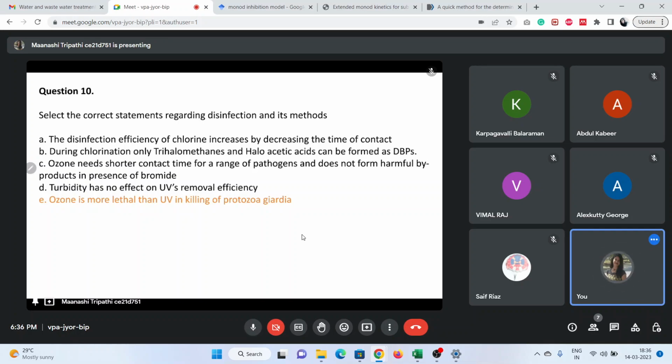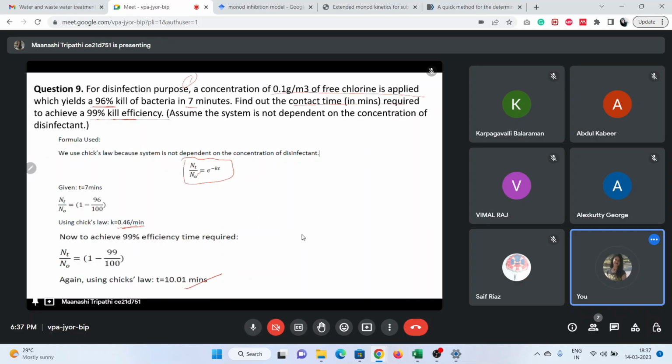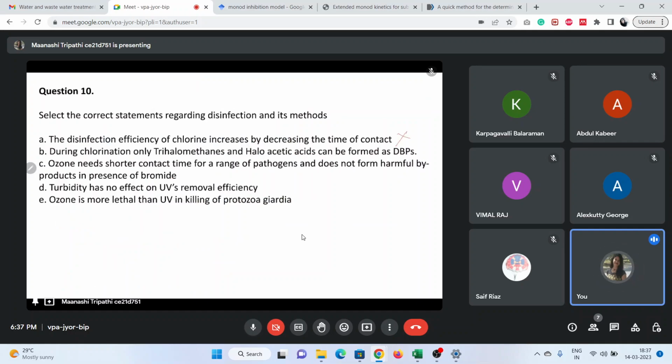The first option was the disinfection efficiency of chlorine increases by decreasing the contact time. So this is absolutely incorrect, because we have seen in the last question, right? In 7 minutes, 96% bacteria were dying, but in 10 minutes, 99% bacteria were dying. So the first statement is absolutely wrong.